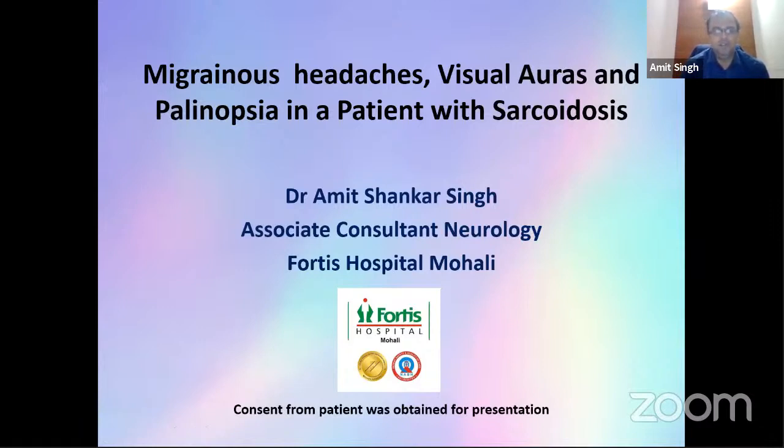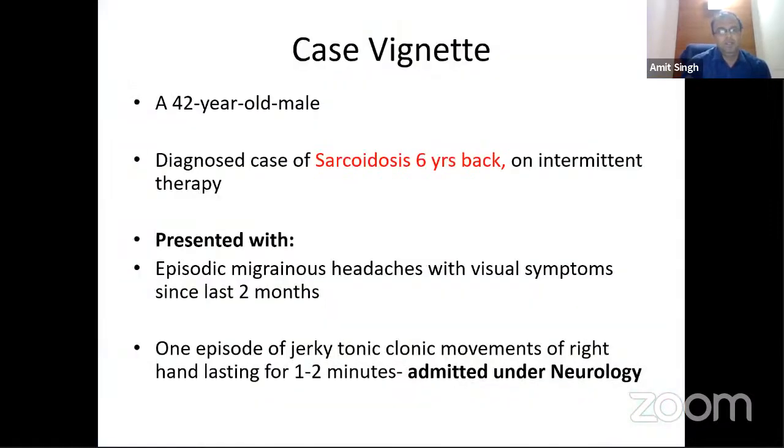So continuing with the migraine, especially after the talk of Dr. Tapas, I am taking a case with history of migrainous headaches, visual aura, and palinopsia in a patient of sarcoidosis. So this case is about a 42-year-old male who was diagnosed as a case of sarcoidosis 6 years back and was on intermittent therapy. And he presented with episodic migrainous headaches with visual symptoms since last 2 months. And he was admitted in our department with one episode of jerky tonic-clonic movement of right hand.